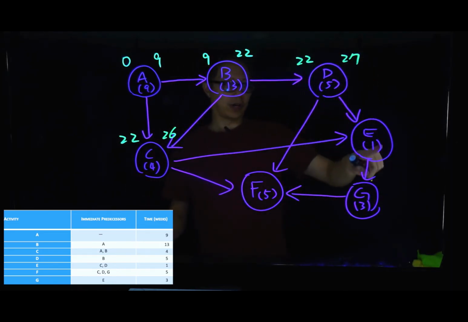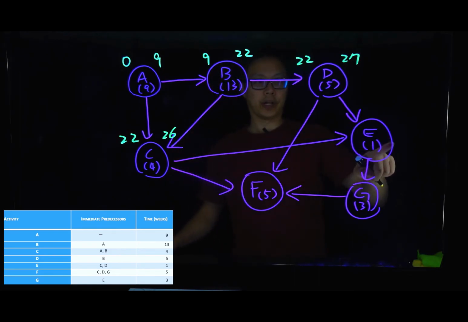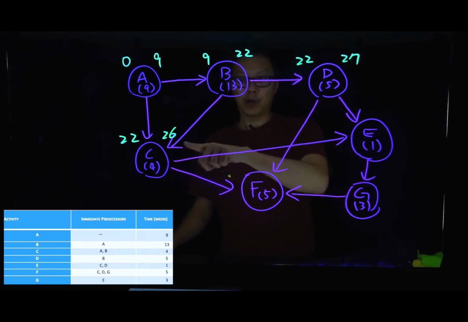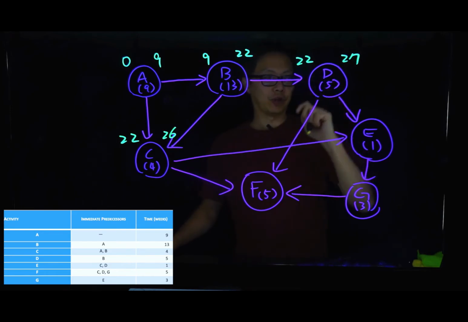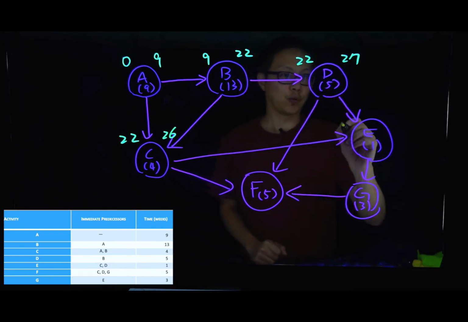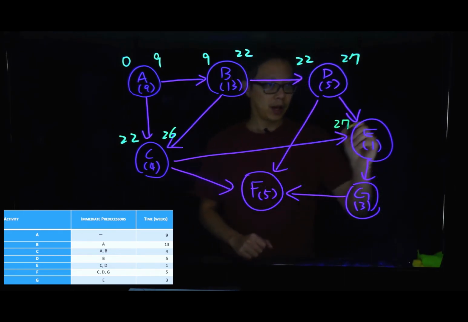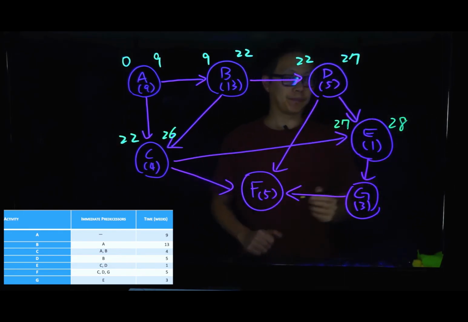Then we can work on E. We know we cannot start to work on E until we finish C and until we finish D. And we can finish C at 26, we finish D at 27, which means we cannot start to work on E until time 27. Duration will be 1.